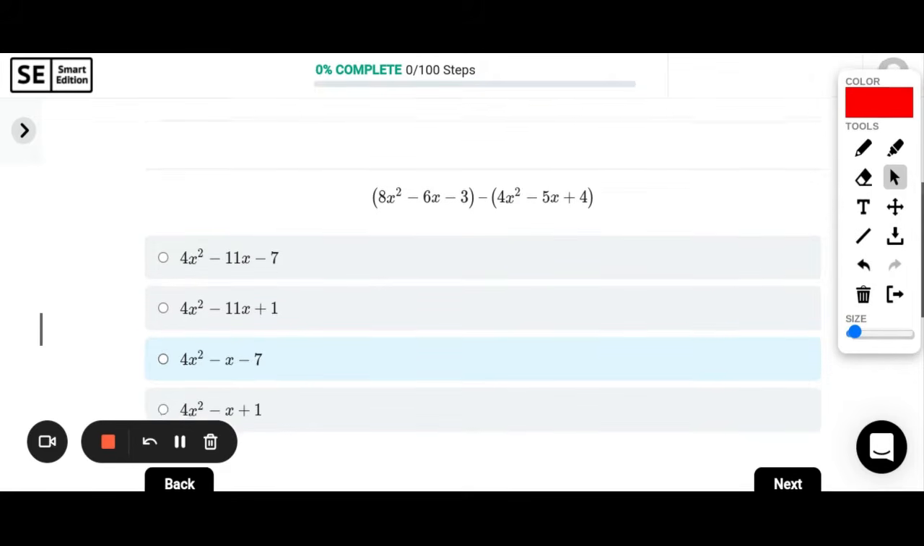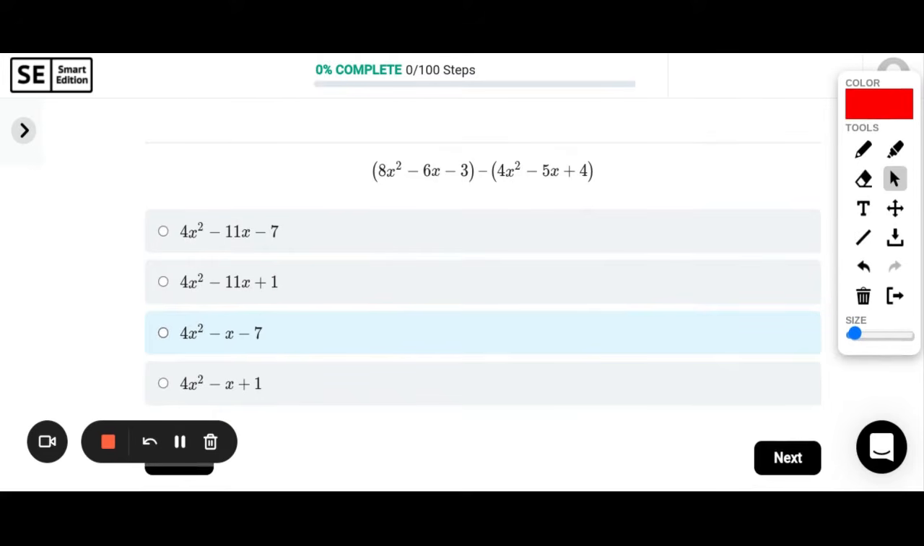Okay. This question looks like I need to subtract and combine some terms. So what I like to do with questions like this is distribute my negative sign so I don't forget that this applies to everything in the parentheses. Okay, everything in there is getting subtracted.